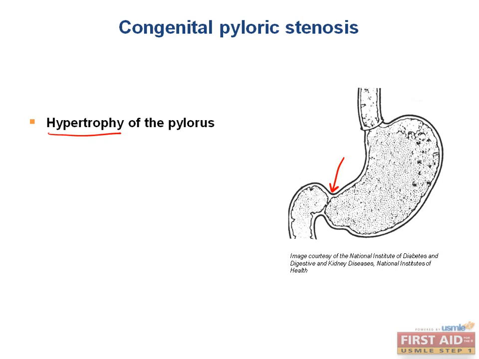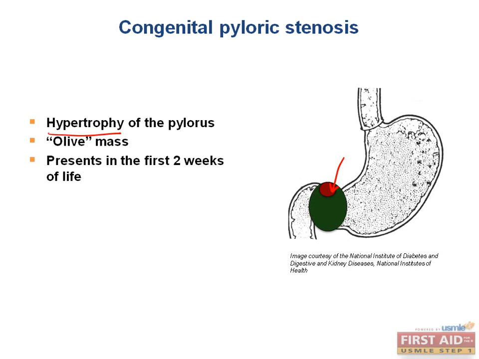On physical exam, the hypertrophic pylorus is often palpable, and this is commonly called an olive mass. This also presents in the first 2 weeks of life. Since food can't pass into the intestine and the stomach is trying to squeeze the food into there, this force causes projectile vomiting. However, since it never makes it to the intestine, it's non-bilious.